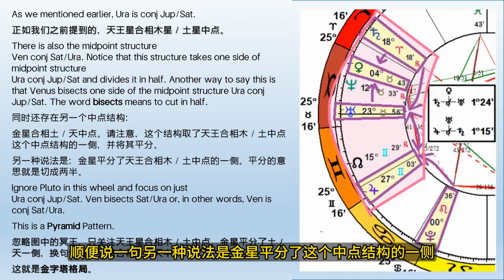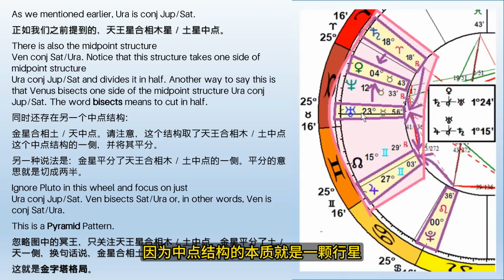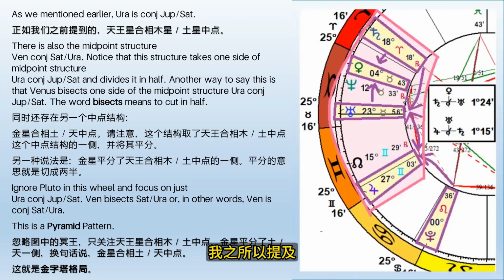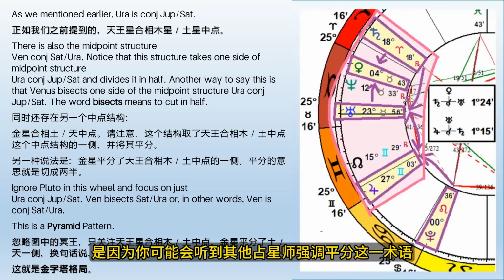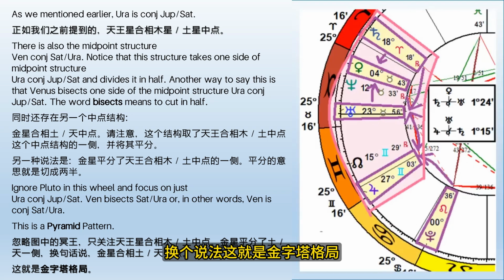Okay, so by the way, another way we can say this is that Venus bisects this half of the midpoint structure. You'll hear people use that term. So if you hear it, you bisect. Sometimes people use that term when they talk about midpoint structures, because that's what a midpoint structure is. To put a planet in between two other planets is to bisect that angular distance. I just want to mention that because you may hear other astrologers emphasize that term. It's just another way to say you're putting a planet halfway in between two other planets. Okay, so that's a pyramid.